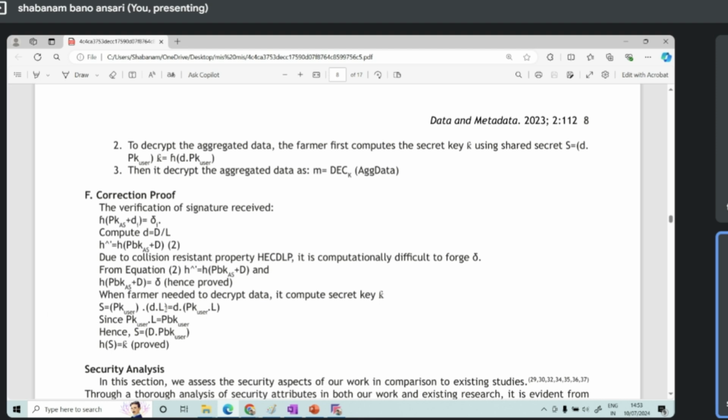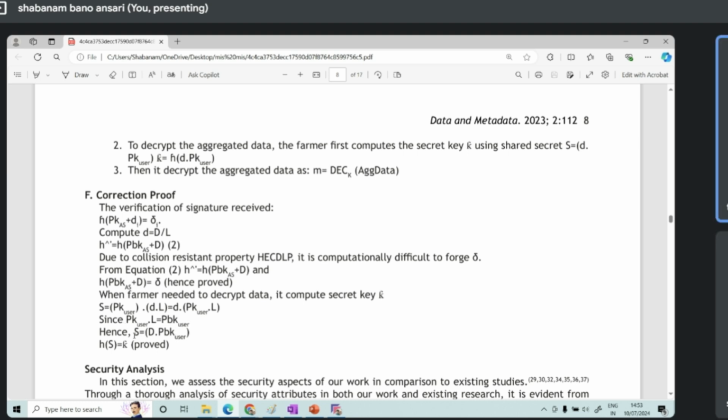Rearrange in such a way that this D will be outside, and PK user dot L is nothing but the public key. So you can see here the same value that was computed by the sender, the sensor, is achieved by the farmer also.